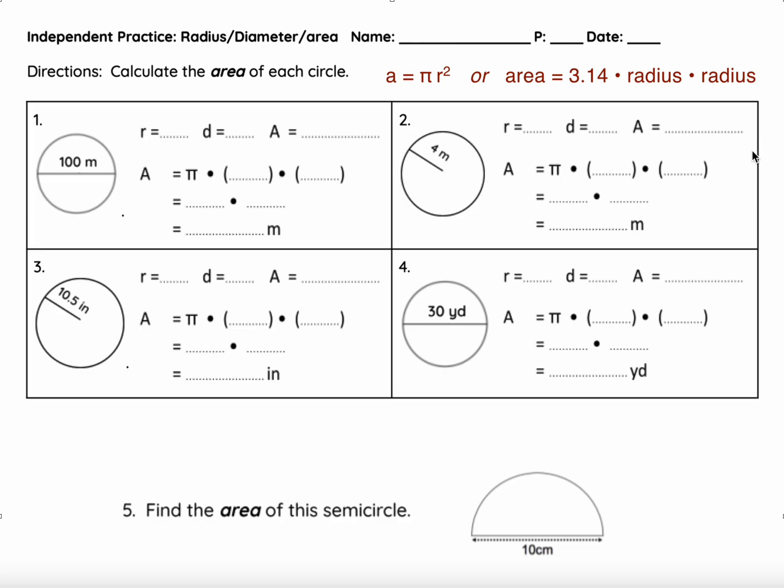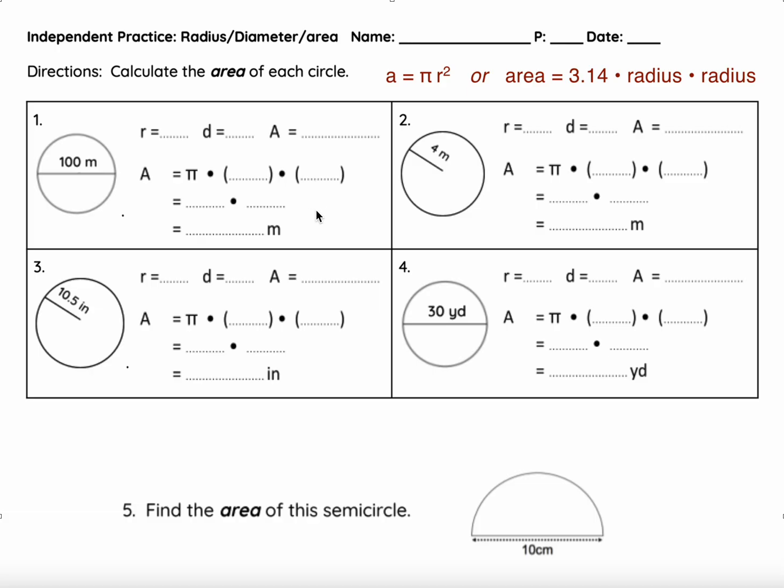Now it's important to remember the difference between the diameter and the radius. The line that goes all the way across the circle, that's the diameter. The line that only goes halfway across the circle, that is the radius. So we want to be careful that we are identifying the correct measurement. So let's start with number 1.